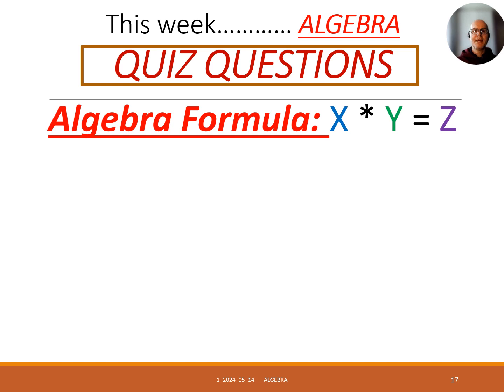Next question. X multiplied by Y equals Z. X equals 5. Y, again, is the variable that we're going to try and work out. And Z equals 45.